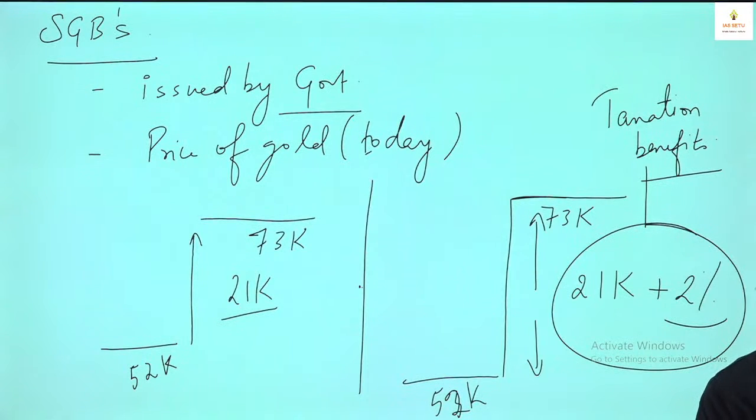The owner gets a regular payment of interest from the government, and after the fixed time period, the owner can take back their gold in physical form.